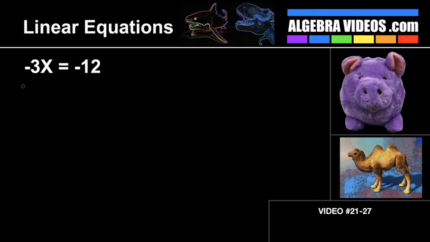Okay, linear equations. Negative 3 times x is equal to negative 12. How do we work this problem? Well, the first thing is to ignore the big scary words like linear equations.